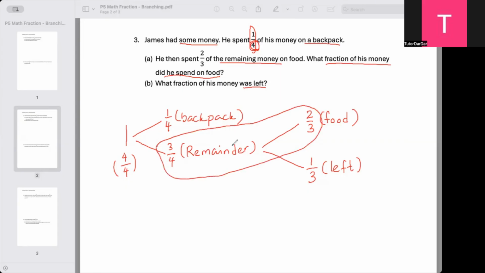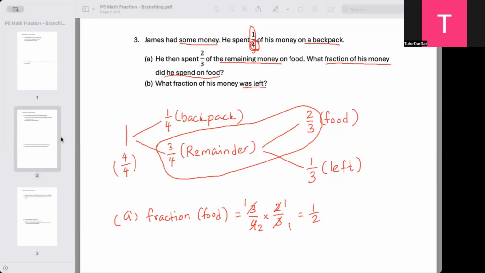Then you will get the fraction of his money. That means for A, the fraction for food is equal to 3/4 multiplied by 2/3. So 3 and 3 cancel. 1, 1. 2 divided by 2, 1. 4 divided by 2, 2. So we will get half. So this is the answer for A.